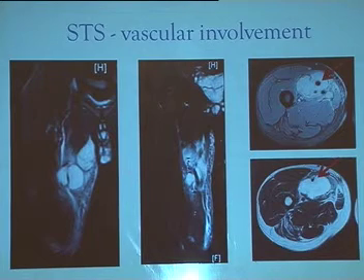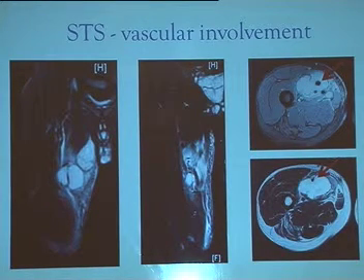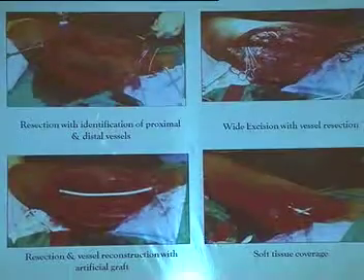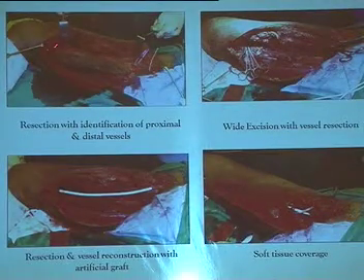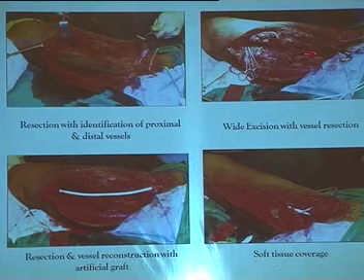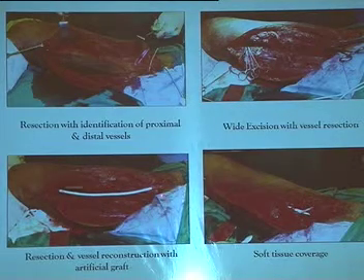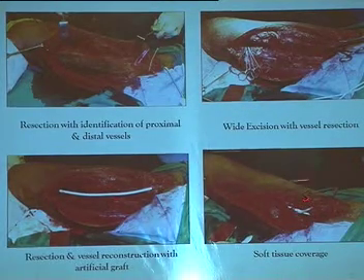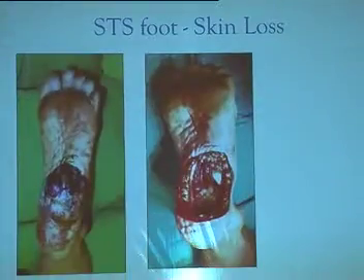Another case of high-grade soft tissue sarcoma of the thigh. As you can see here, the vessels are involved and encased. This was resected. You can see the vessels being resected at both ends, tied there. This was reconstructed with an artificial graft and then covered with the help of appropriate flaps.